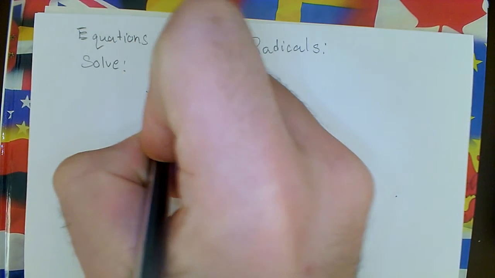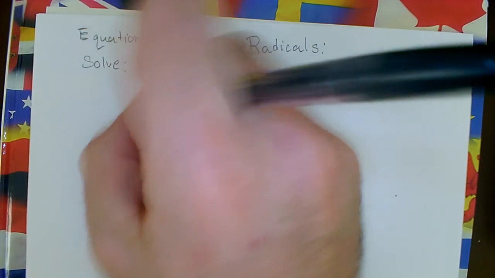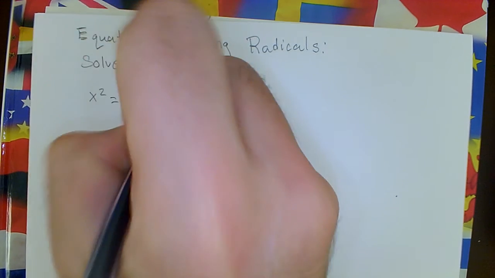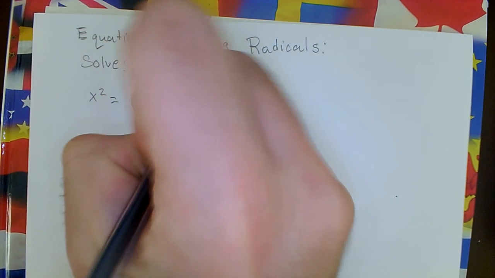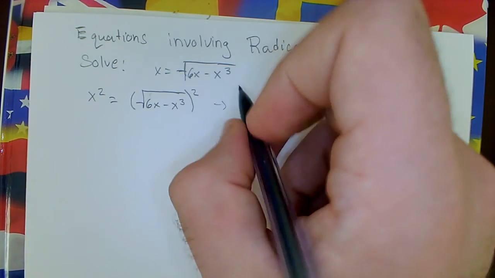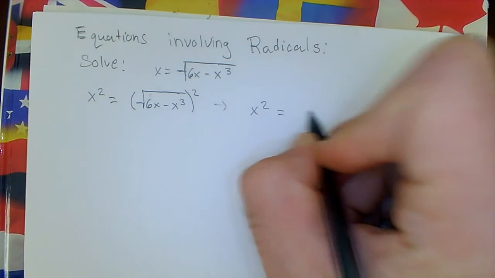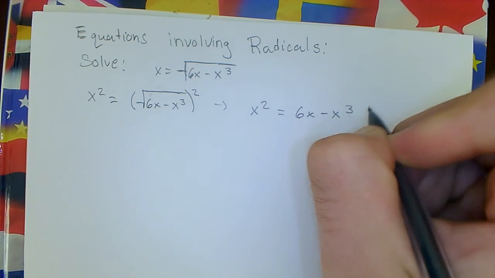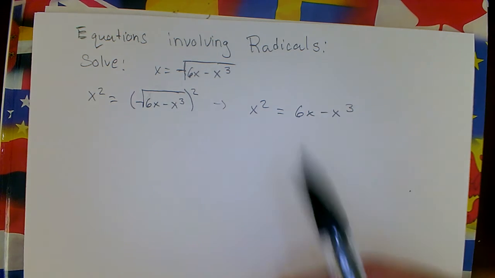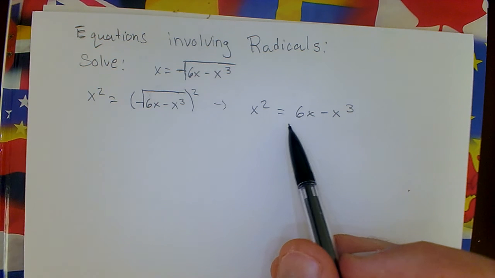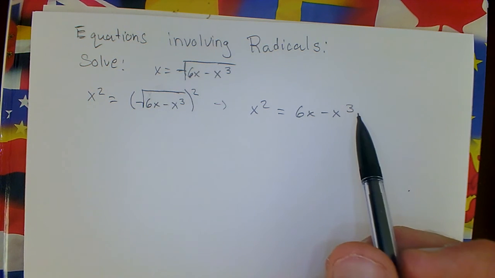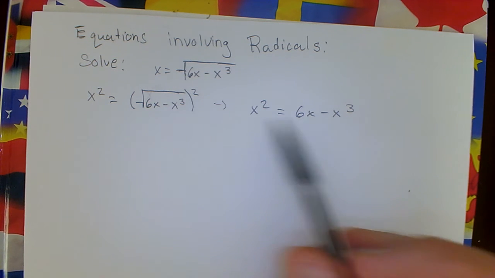So this side, if we do that, is x squared. x squared equals the square root of 6x minus x cubed, squared. You can cancel out the square and the radical here and get x squared equals 6x minus x cubed. Now this looks like something we've already solved before. It's not a quadratic equation, but it's close. It's an order 3 equation, but we know how to solve some of these.